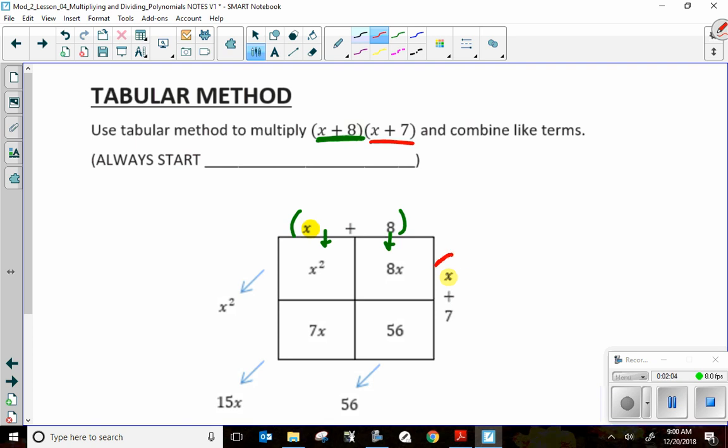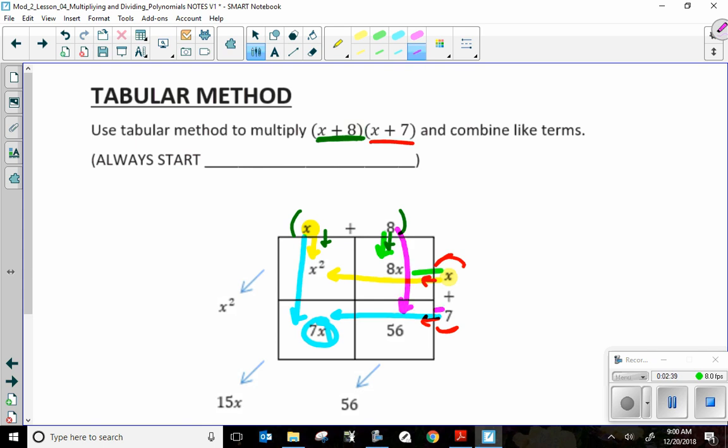And I make 2 rows because there are 2 terms as well. And then it's like an area model. All I do is I multiply, let's go back to the highlighter, my x times this x, and I get x squared. Then I multiply this 8 times this x, and I get 8x. Then I multiply x times my 7, and I get 7x. Then I multiply my 8 times my 7, and get 56.